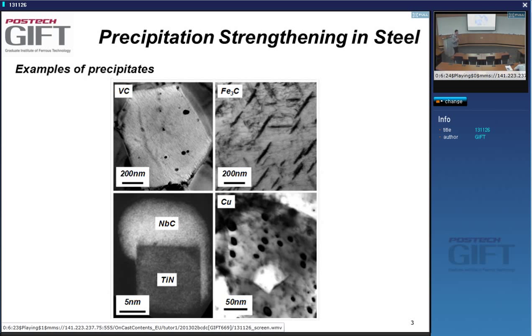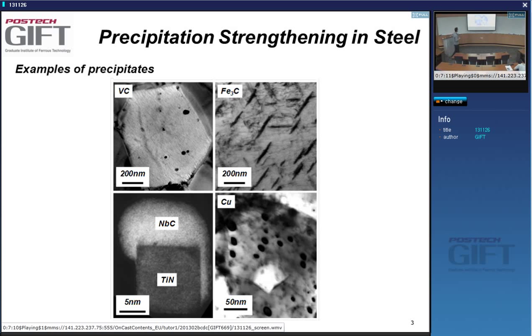steels are very complex, so precipitates occur often. The precipitates that will impact the strength, yes, via cutting or bypassing, have necessarily to be in the lattice. So if you precipitate something in a grain boundary, you know, the grain boundary is by itself an obstacle. Having the precipitate in the grain boundary doesn't help, right? So it's important, if you want to achieve precipitation strengthening, that the particle needs to be in the lattice, yes?